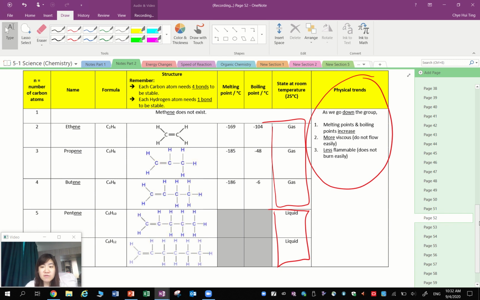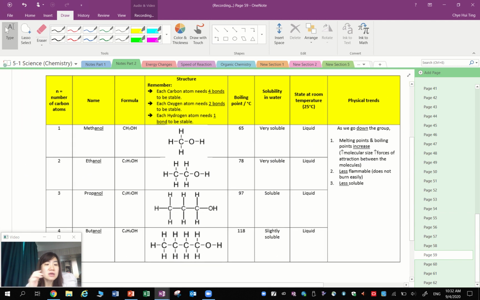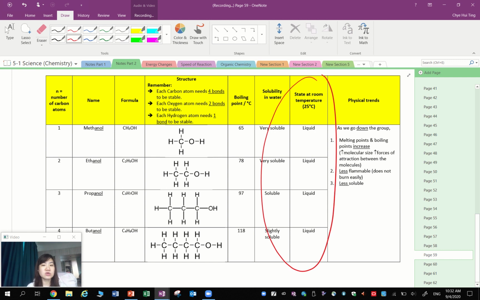Whereas for the 5NA or 4 Express students, maybe for your information, for alcohols and acids, what are some changes as compared to alkenes? The most obvious change is the state. For alcohols, they are all in the liquid state. This also applies similarly for acids, because the definition of acid is they must dissolve in water to produce H plus ions. So they are mainly in the liquid or aqueous states. This is slightly different from alkanes and alkenes, which exist in the gaseous state. So that's one thing for you to note. Other than that, these are all the physical properties that we mainly talk about.